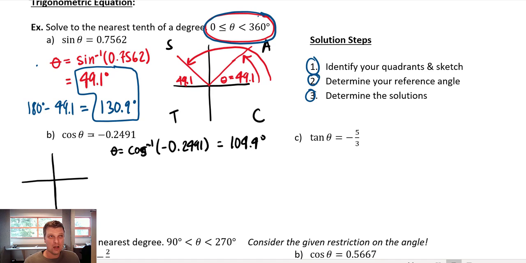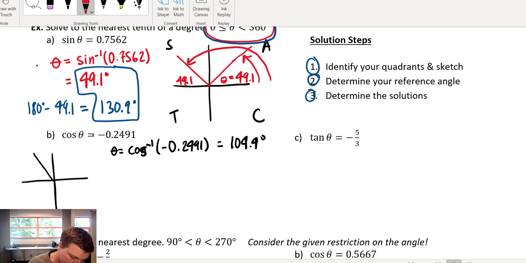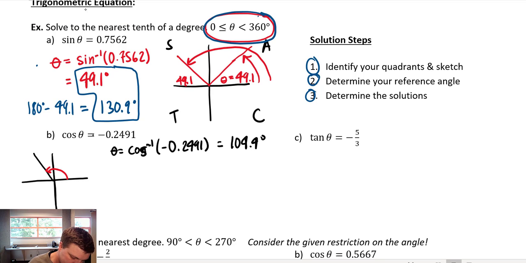So that angle, 104.4, is going to be over here in the second quadrant. So maybe something kind of like this. So there's my 104.4 degrees. Now this makes sense because I know if I follow my All Students Take Calculus rule, I'm not surprised that I get a negative answer here in the second quadrant.